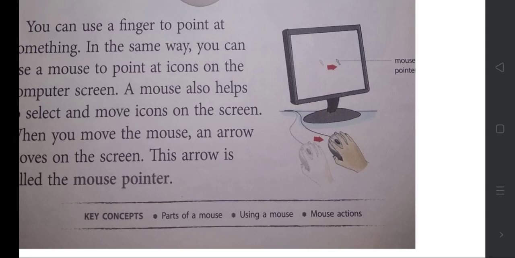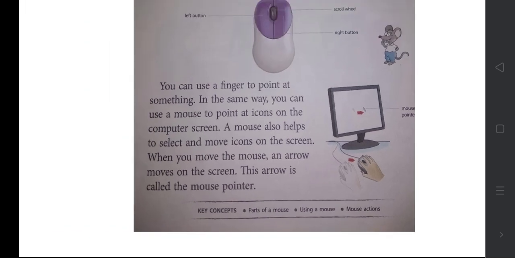Here you can see in the monitor, inside the monitor an arrow is there. That is called the mouse pointer. You will control this pointer by moving the mouse here and there. As soon as you move the mouse upside or downside, left side or right side, the pointer also moves up and down, left and right. This is how it works.